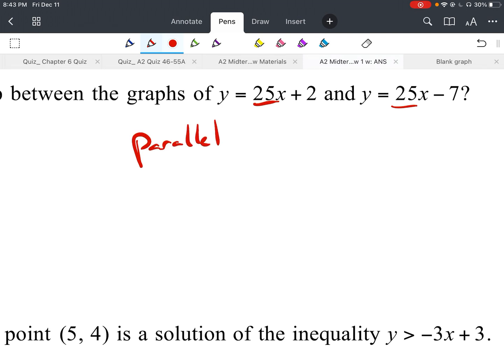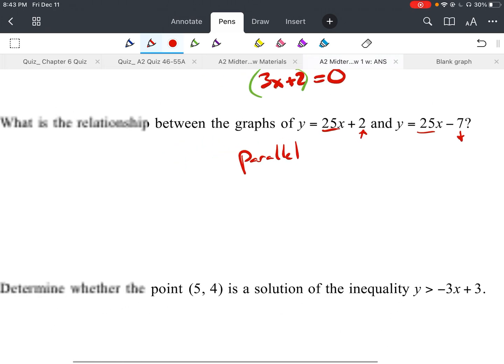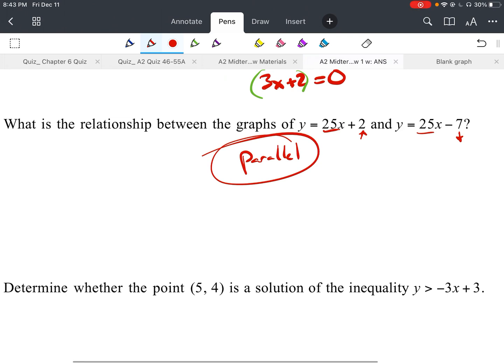Okay. And you could even add in that one is shifted up from the parent function 2 units. You could say the other one is shifted down 7 units if you wanted to get into that, but all they're really looking for is parallel, I think.